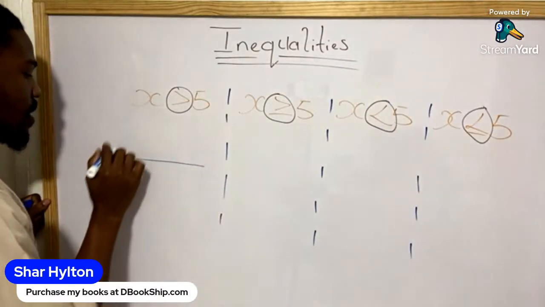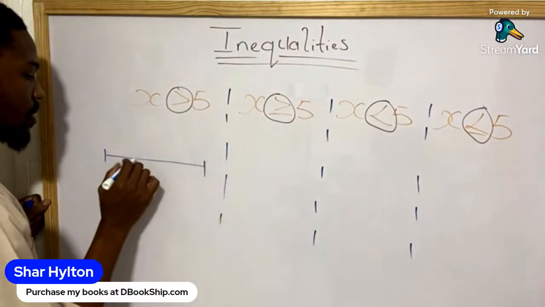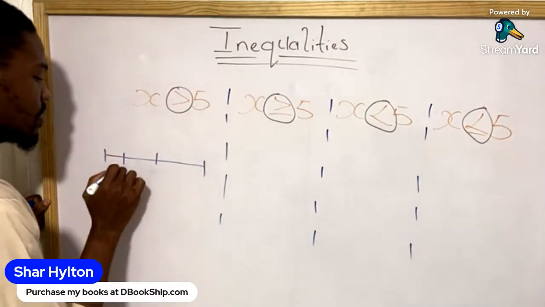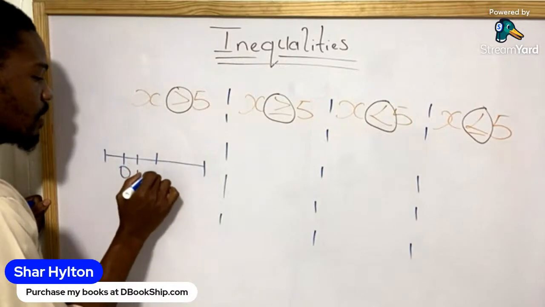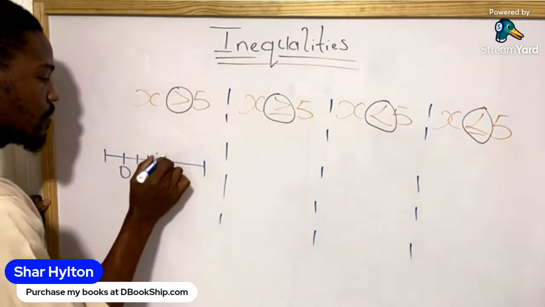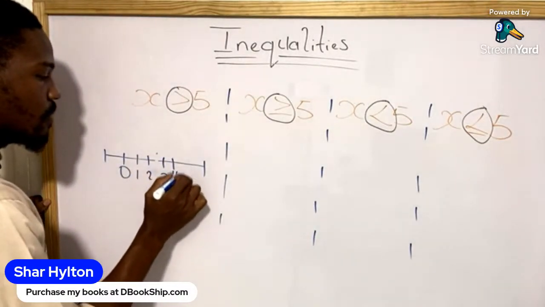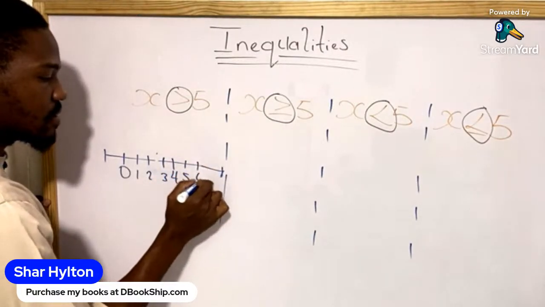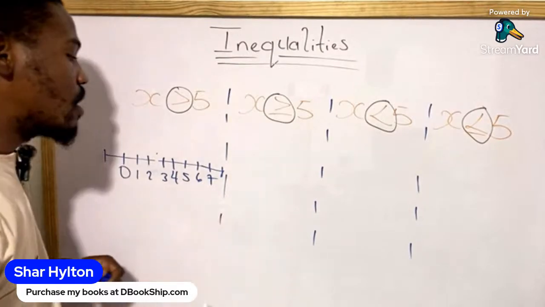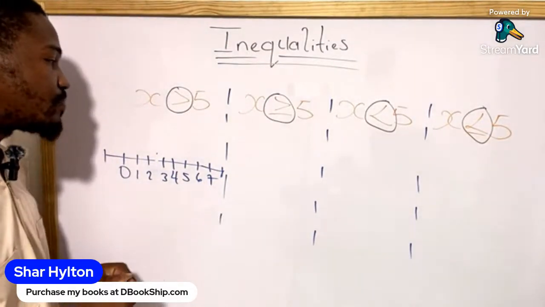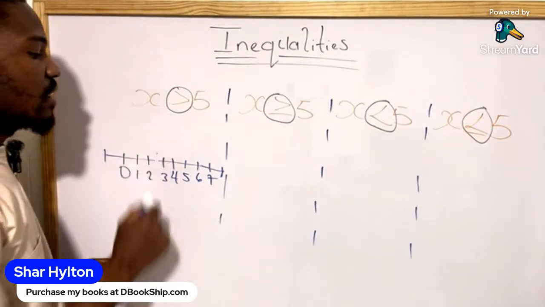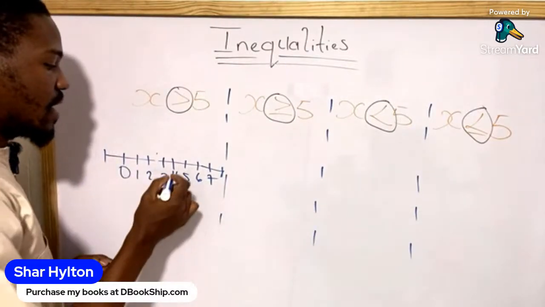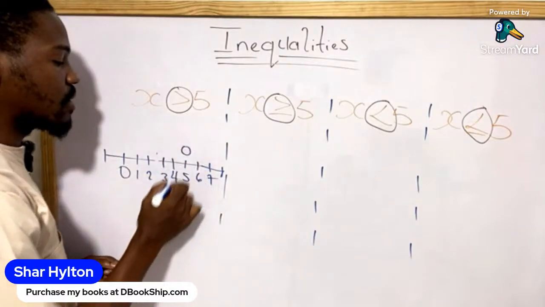So we look here, and I'm going to put the 0 down here, and maybe 1, 2, 3, 4, 5, 6, 7. All right, so using that number line, when we have a condition that says x is greater than 5, when we just have the greater than sign, we will just put an open circle here.